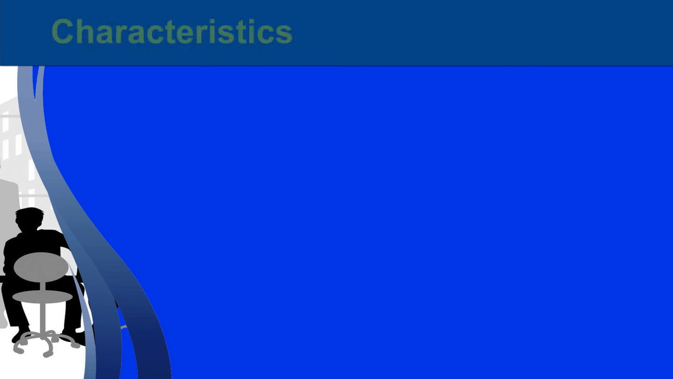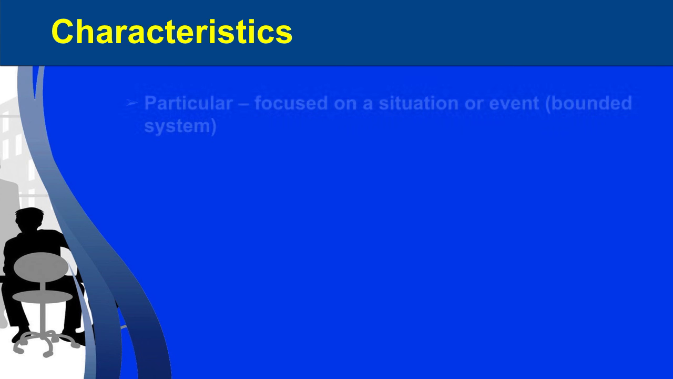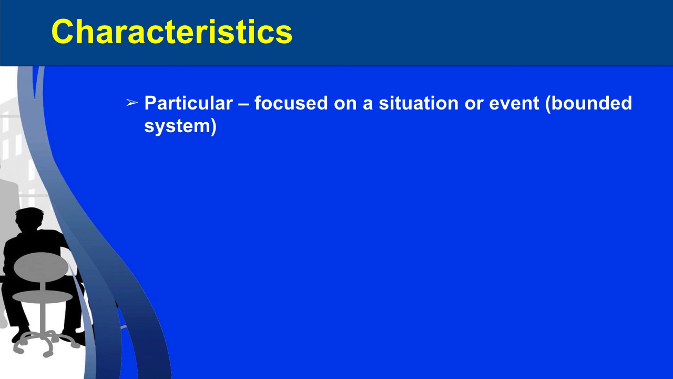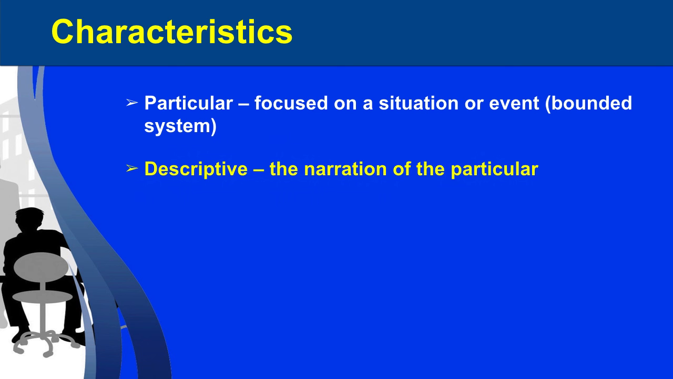Characteristics of case study research. There's three main characteristics. Another way to look at case study research is that it is particular. It means it's focused on a situation or event, a bounded system. It's descriptive, the narration of the particular. So we're studying the particular, the situation, the event, the case, and then we're going to narrate what's going on in that case for the problem or why something's not happening.